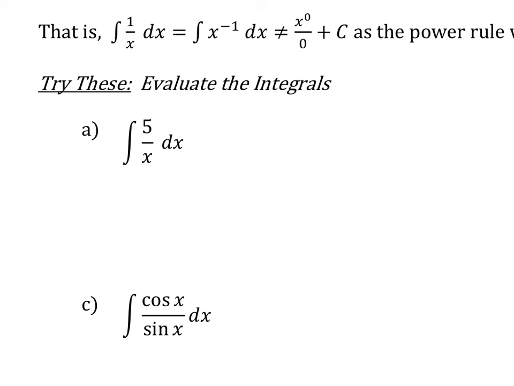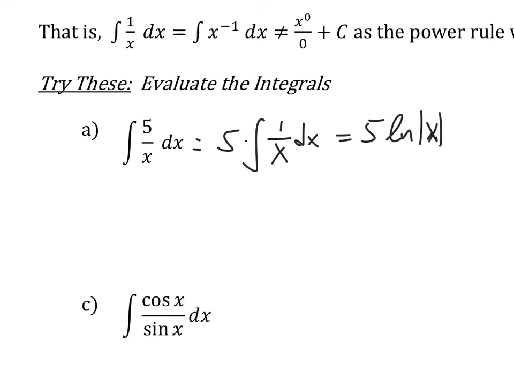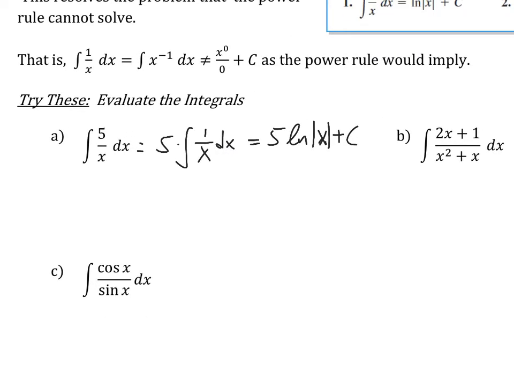If we have the antiderivative of 5 over x, well, we don't necessarily need to, but you can take that 5 out here and rewrite it and say, oh, well, that's just 5 times the antiderivative of 1 over x. So the antiderivative of 1 over x is the natural log of x, or with absolute values there. Okay? That's the idea there.